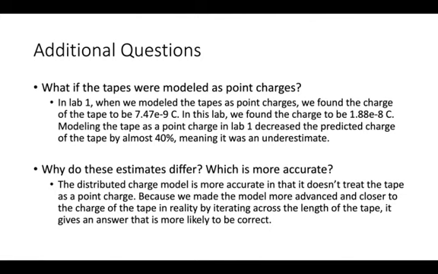Why do these estimates differ, and which is more accurate? The distributed charge model is more accurate in that it doesn't treat the tape as a point charge. Because we made the model more advanced and closer to the charge of the tape in reality by iterating across the length of the tape, it gives an answer that is more likely to be correct.